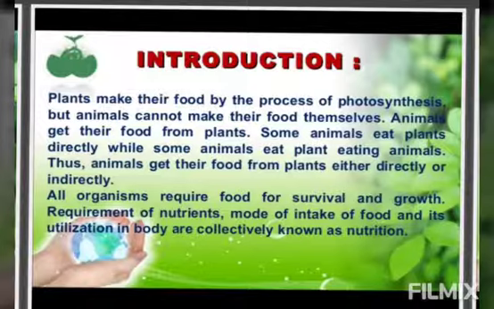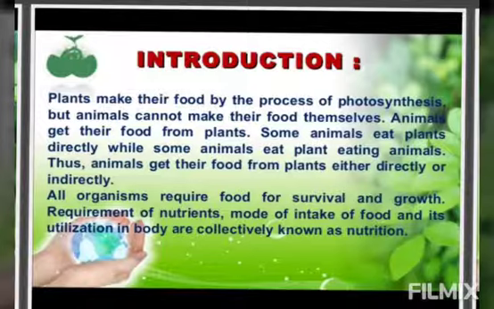As we know, plants prepare their food by the process known as photosynthesis. But animals cannot make their food. They are dependent on plants for their food. Some animals eat plants directly while some eat plant-eating animals. Thus, animals get their food from plants either directly or indirectly. So, we can say that animals are dependent upon plants for their food. All organisms require food for survival and growth.